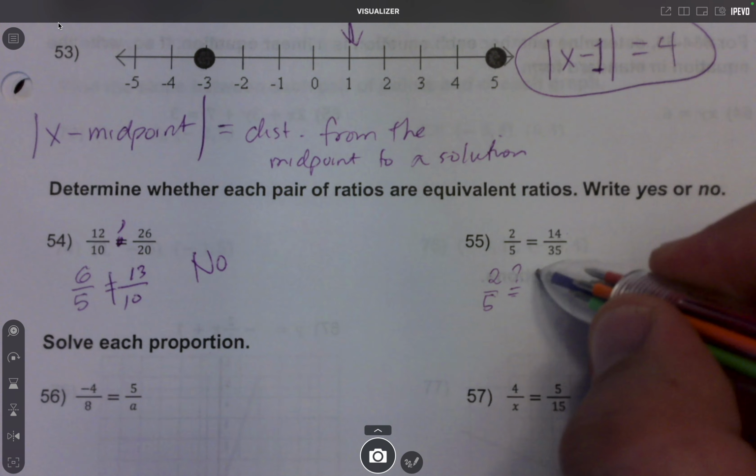Okay, on 56 through 59, we'll be doing the cross multiplying and dividing. So for the most part, there's an exception on this one, but for the most part, it's just cross multiply, then divide. So negative 4 times a equals 8 times 5, which is 40. Then I'll divide both sides by negative 4. And anytime you divide a positive by a negative, the result is negative. So we'll get a equals negative 10.